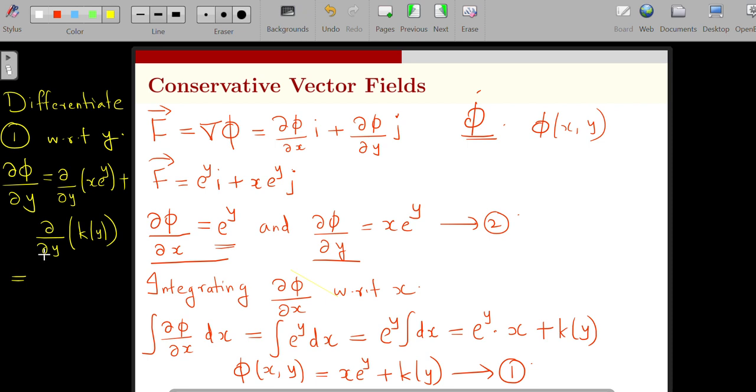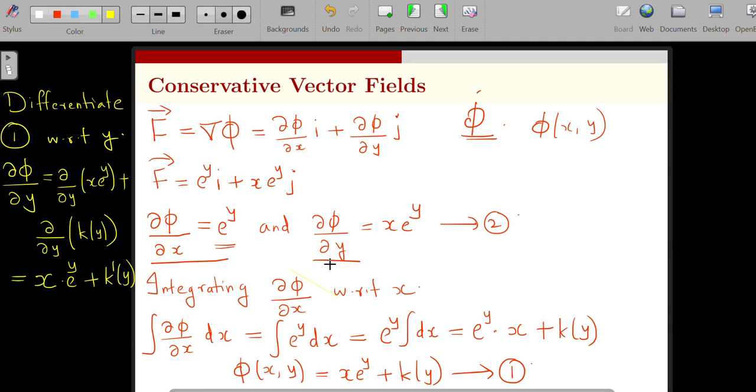This is equal to ∂/∂y of (x e^y). While differentiating with respect to y, x can be treated as a constant. So this is equal to x times ∂/∂y of e^y, that is x e^y, plus the partial derivative of k(y) with respect to y. That is k'(y), because k(y) is a function of y only. So we obtain ∂φ/∂y equal to x e^y plus k'(y).